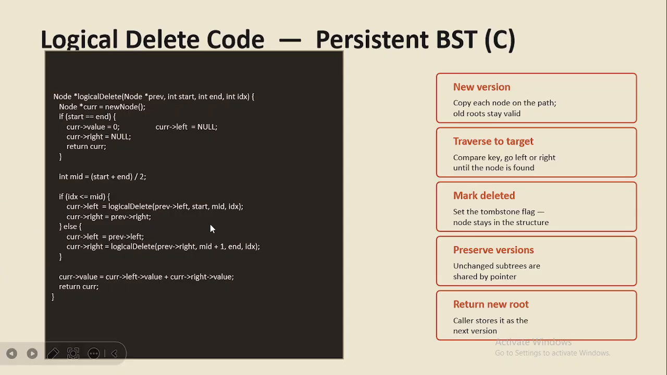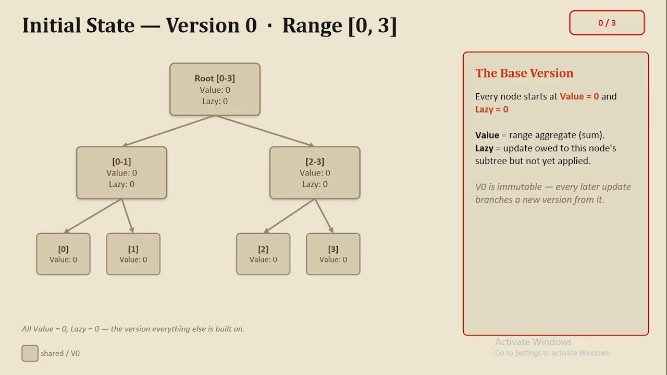If it's in the right child, we share the left child and recurse right. Either way, the unchanged side costs nothing, just a pointer copy. Finally, we recompute the value. That's the lazy deletion. Now we will talk about lazy propagation.